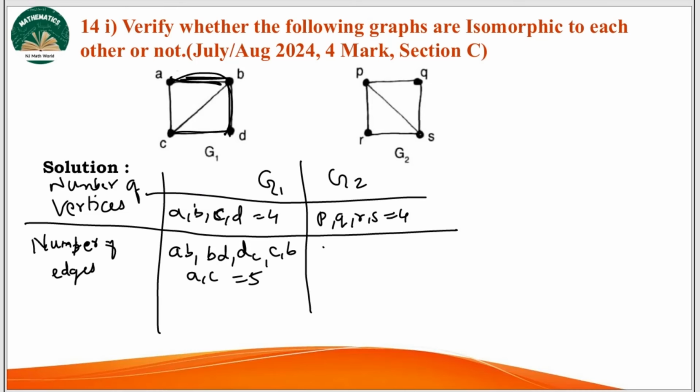So let me take here. In G2 it is PQ 1, QS 2, SR 3, SP 4, and RP 5. So we have 5.